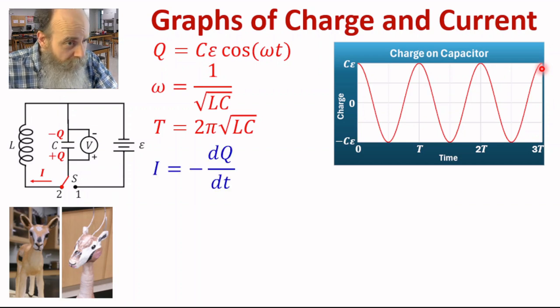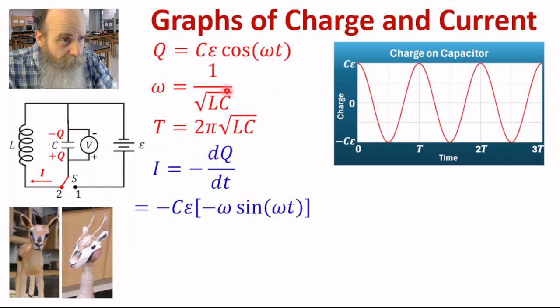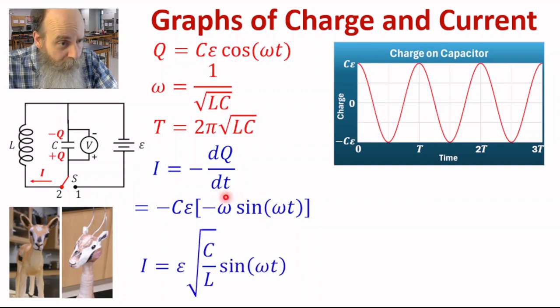The current is negative dq by dt. So let's differentiate our q to find the current. We have the factor CE in front, a constant. The derivative of cosine is negative sine, so we have the negative and then the sine. And when we differentiate cosine omega t, we get a factor omega coming in front. So we get this. And putting in what omega is, 1 over square root LC, we get this in the end: I is E square root C over L times sine omega t.